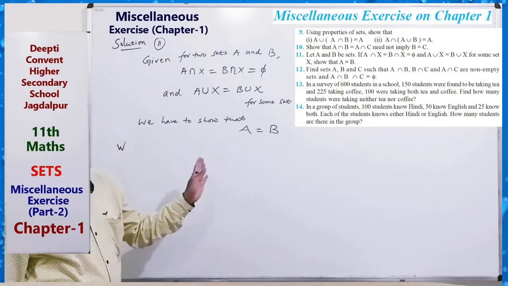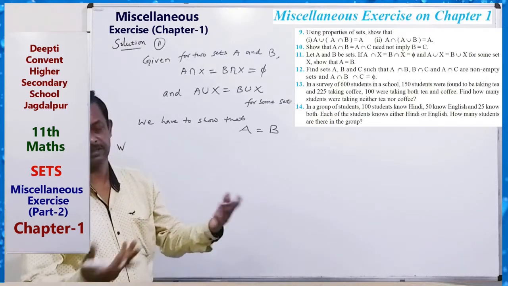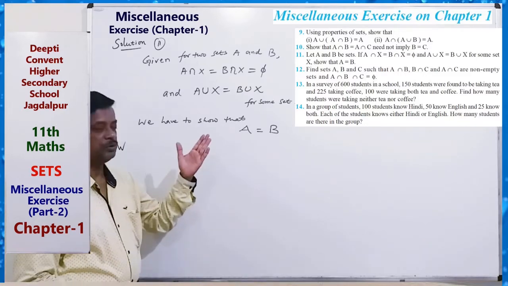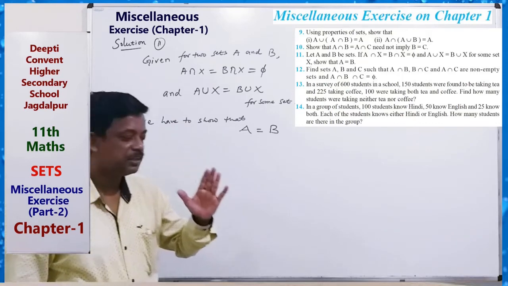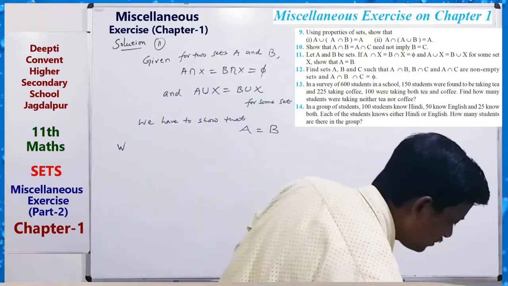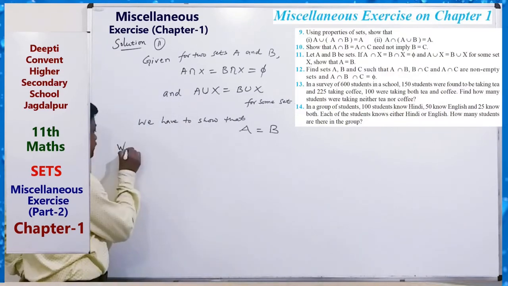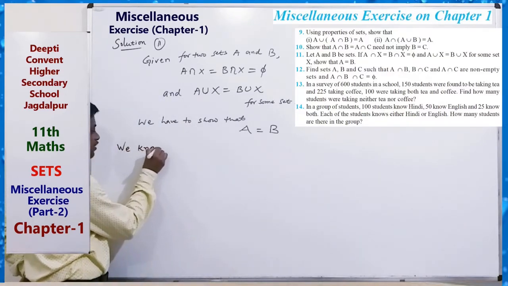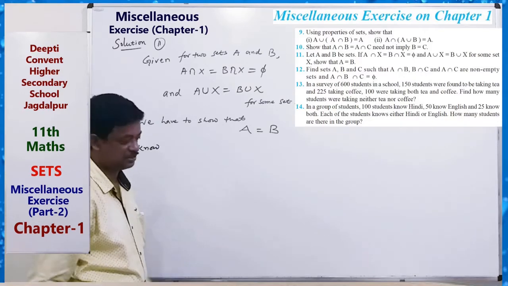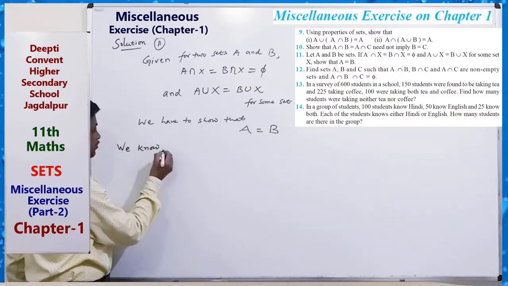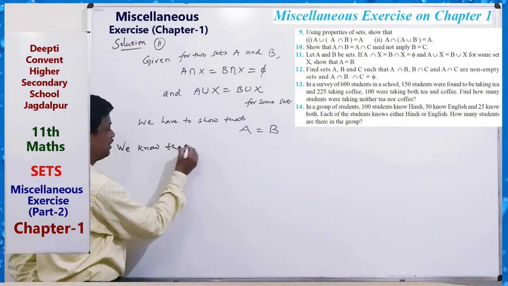A subset of B, B subset of A. This is a technique. And also, we use the previous result. We know that from question 8, just discuss the previous question. In the previous question, what do we know?